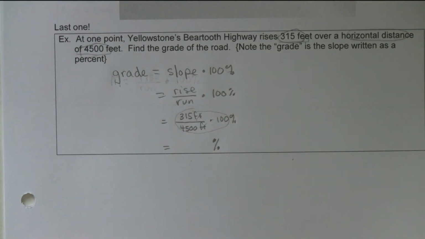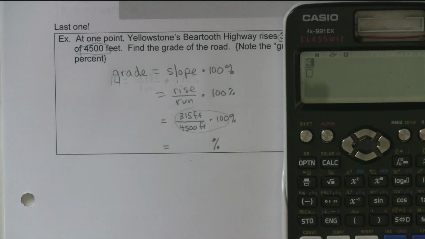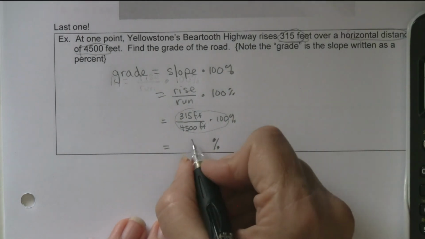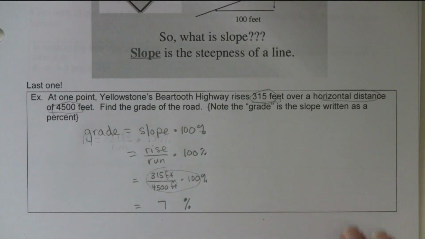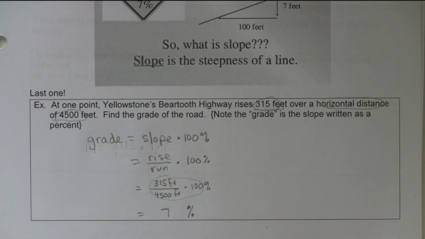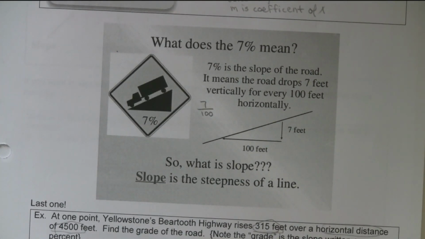I'm not putting the percent sign in my calculator. So I'm going to have in my calculator here 315 divided by 4,500 and then times 100. And coincidentally, it's 7, which is this picture because they came from the same place. The example in my example in this picture came from the same place. So 7% is the grade of the road. Okay, so we did a lovely job on those, and that is the end of 2.5.